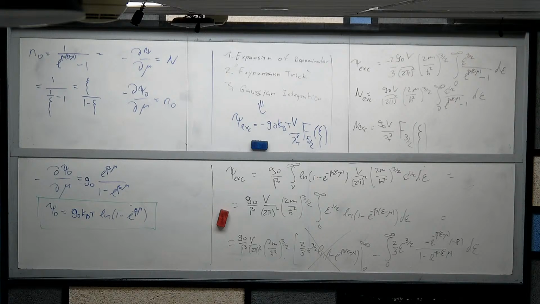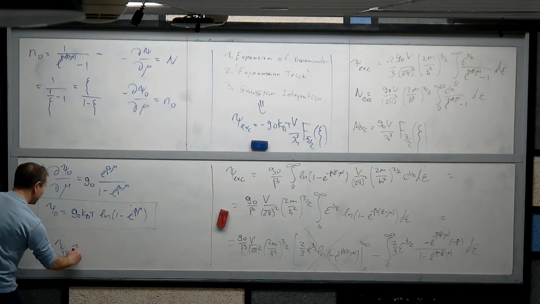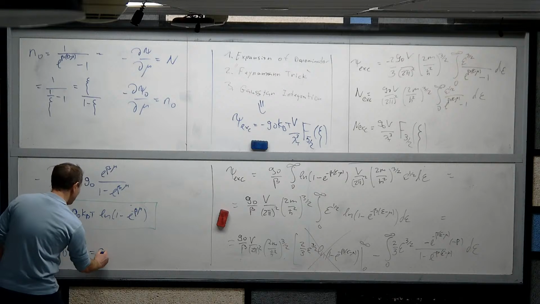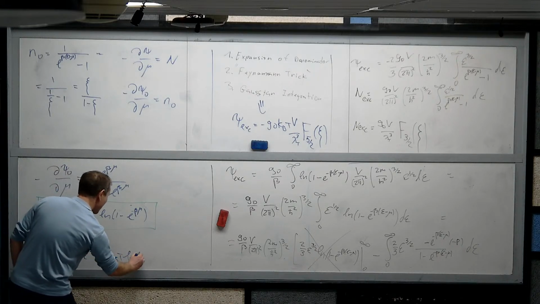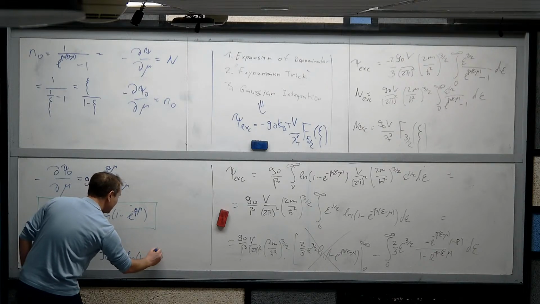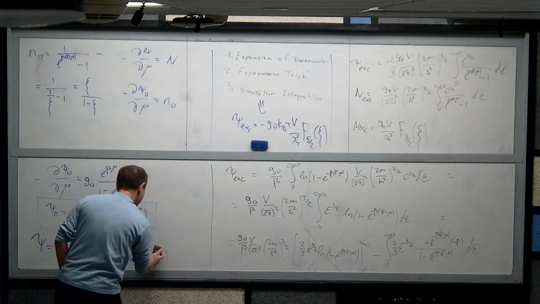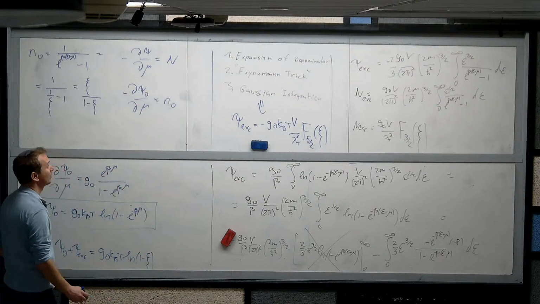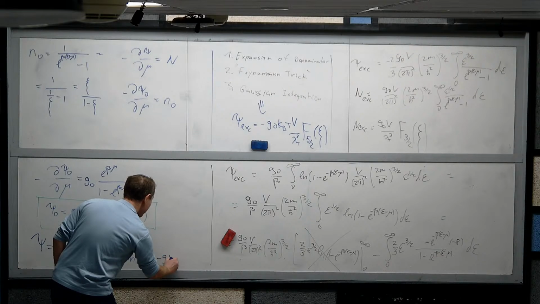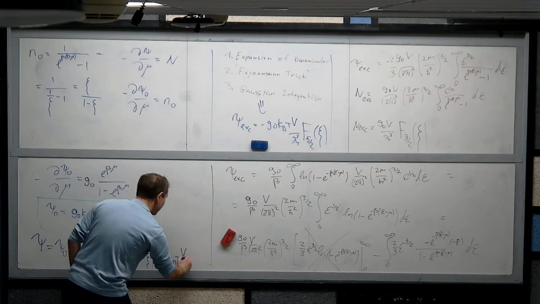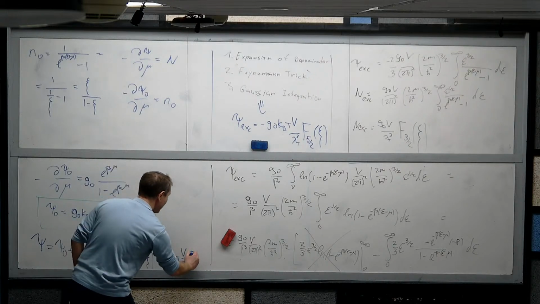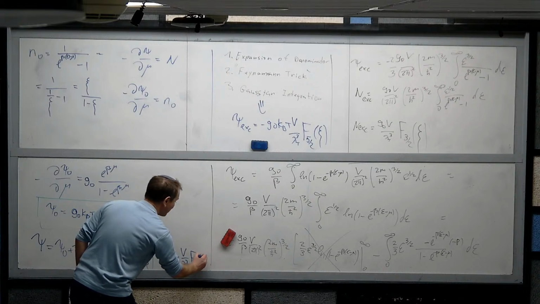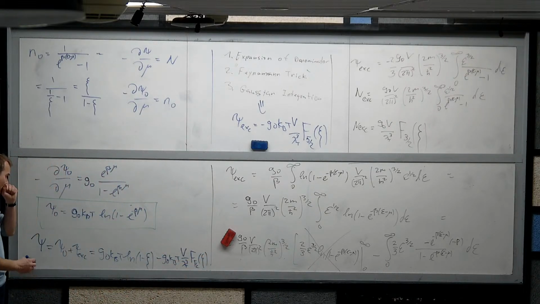Now, in total, and a huge mess in my papers, we have the following: the grand canonical potential is psi 0 plus psi excited, which is G0 k Boltzmann T log of 1 minus e to the power beta mu, or fugacity. Let's use fugacity for everything. 1 minus fugacity, minus G0 k Boltzmann T V divided by lambda T to the third power of F5 halves of the fugacity.